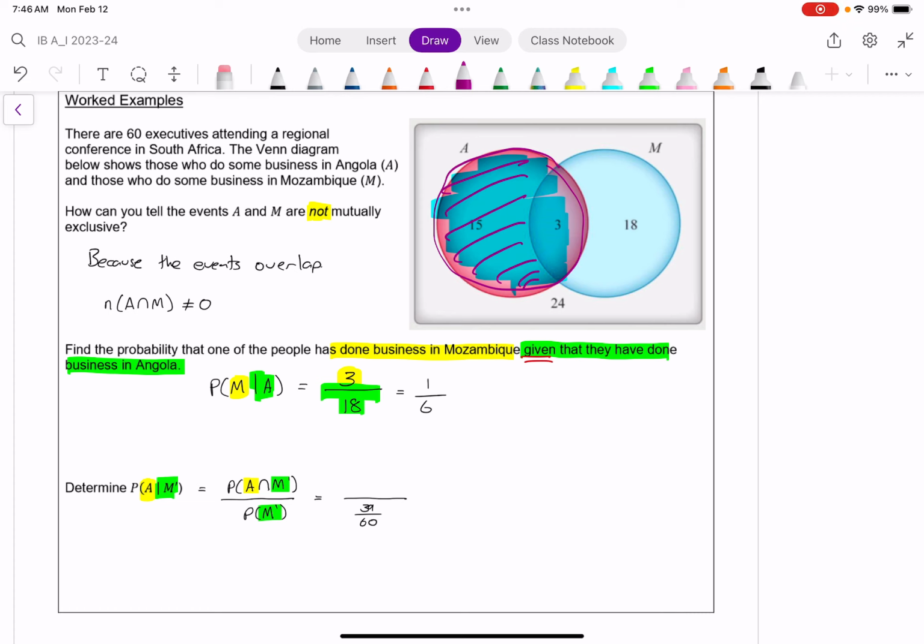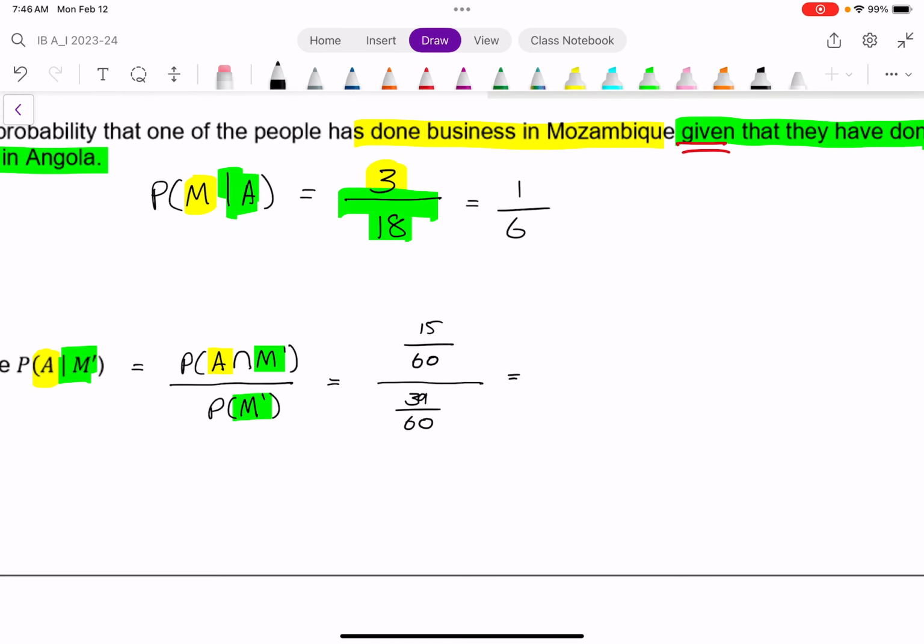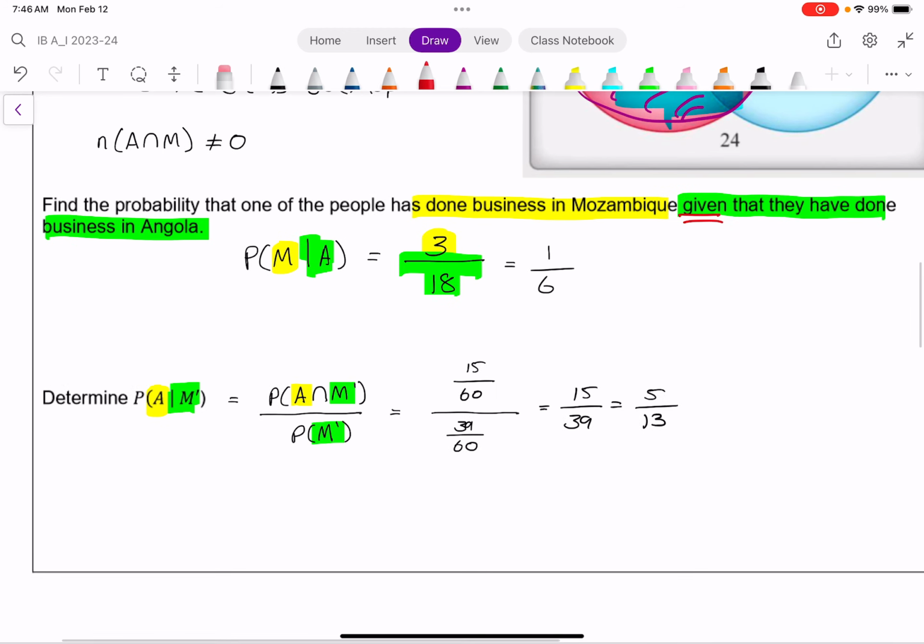So it's 15 out of the total 60, because these are probabilities. That said, this simplifies to just 15 over 39, which simplifies to 5/13. Now, this same idea, I could have used the same sort of formula up here, and I would have got the same answer, and vice versa. I could have just used the Venn diagram for both. Just want to give an example of each. The key to this is always being really clear what is your condition, and therefore also what does the numerator mean? This is the intersection between these two.